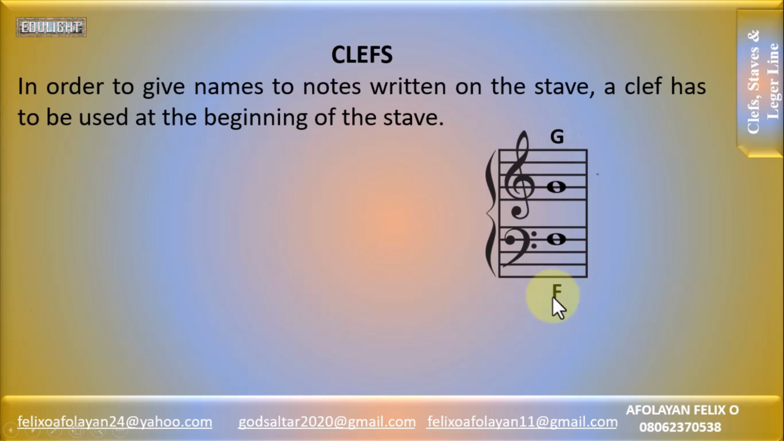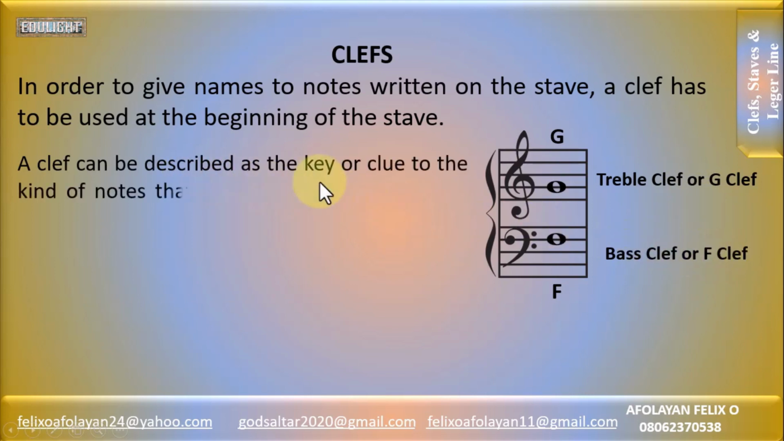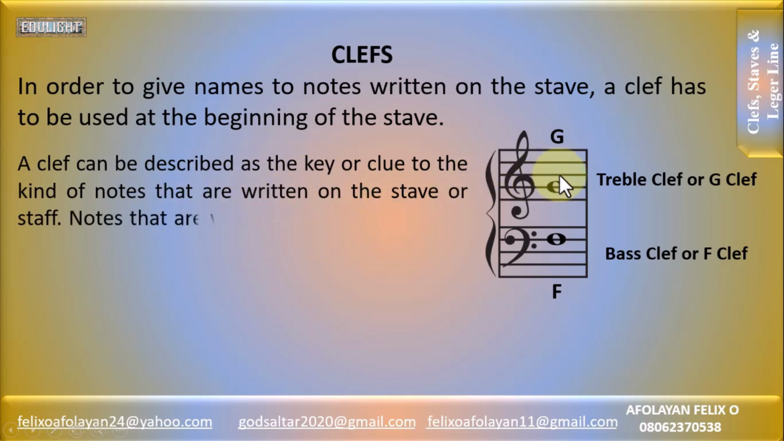This is the bass clef, which is also called the F clef. This is the treble clef or G clef, and this is the bass clef or F clef. So a clef can be described as the key or clue to the kind of notes that are written on a staff, 5 lines and 4 spaces.